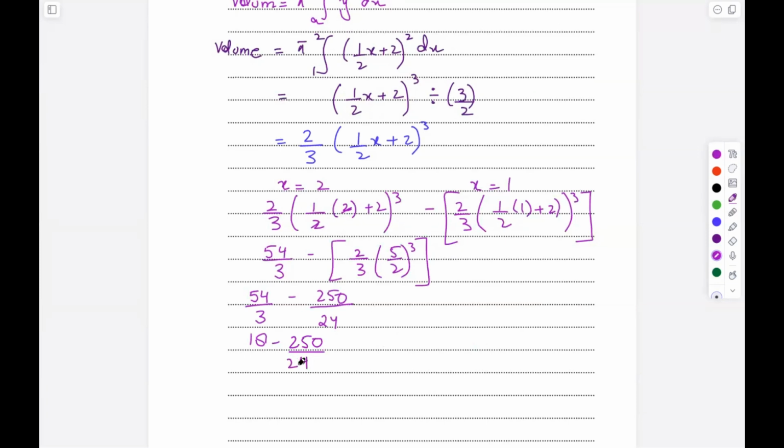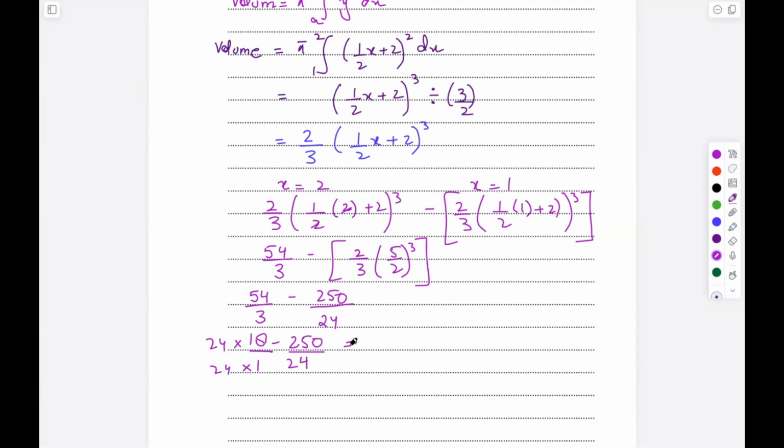So taking the LCM, this will be 1 over here, and this will multiply by 24, and this will multiply by 24 as well. So simplifying this using the calculator, we'll get 18 multiplied by 24. If we substitute this in the calculator, this will become 18 times 24, which is 432 minus 250.